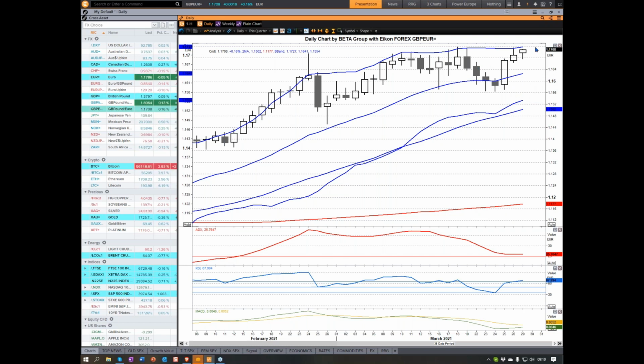Could fail, of course, could even come back and make a higher low again, but we're testing a very important point, and this potentially could be a great trade in the making if it breaks that high.